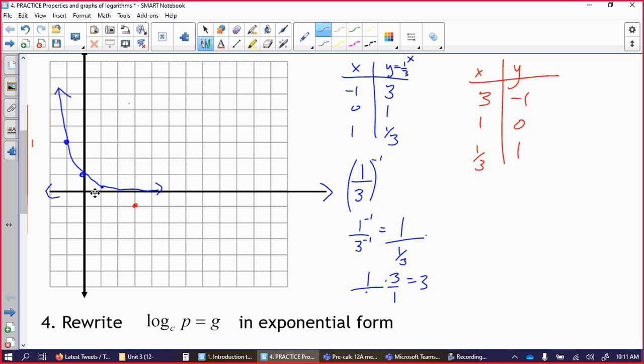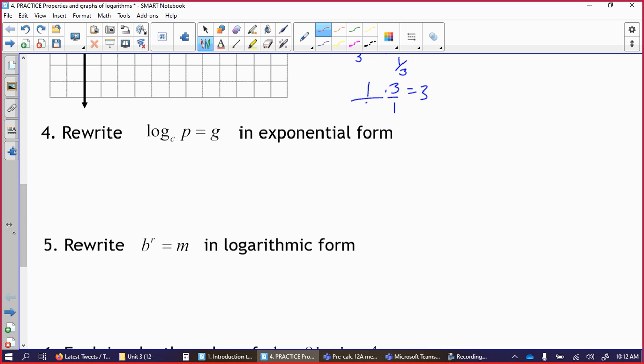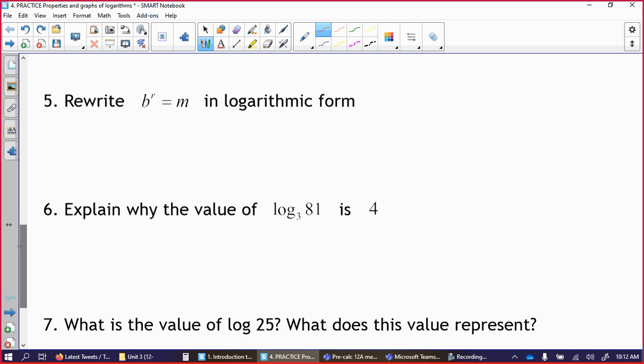3 and -1, 1 and 0, 1/3 and 1. So this one has a vertical asymptote. The next one would be 3, 4, 5, 6, 7, 8. That next point would go down to there. So this one grows this way, and this one grows that way. I'm going to leave those two for you guys.